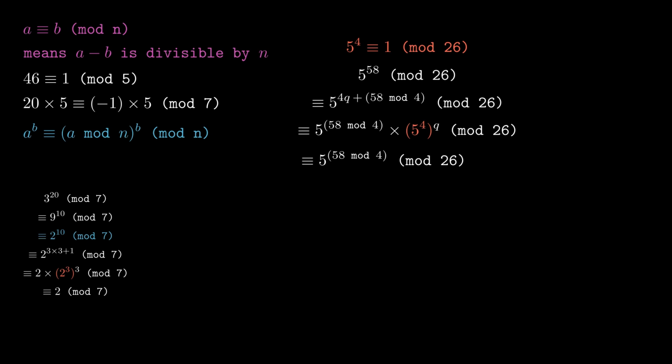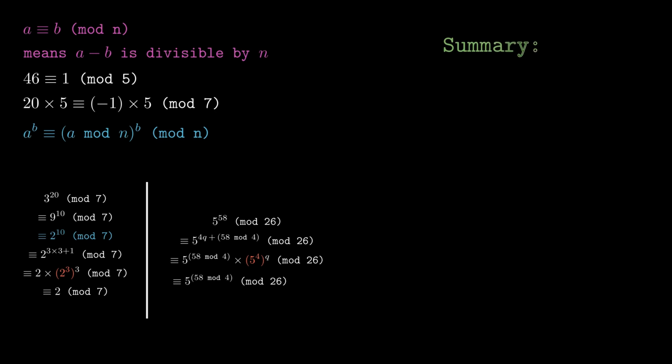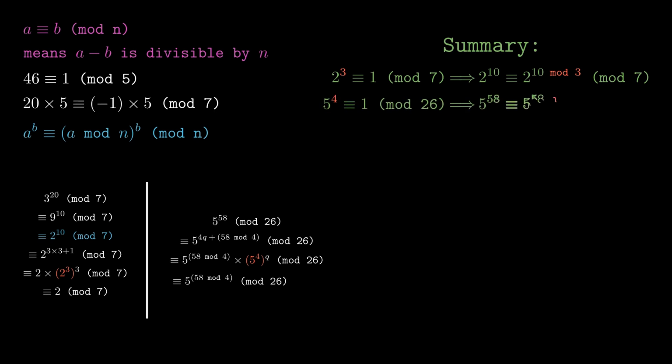So to recap our examples, since 2 to the 3 is congruent to 1 mod 7, 2 to the 10 is congruent to 2 to the 10 mod 3 mod 7, and since 5 to the 4 is congruent to 1 mod 26, 5 to the 58 is congruent to 5 to the 58 mod 4 mod 26. Can you see the general case? If we know that a to the b is congruent to 1 mod n, then a to the c is congruent to a to the c mod b mod n for integers c.